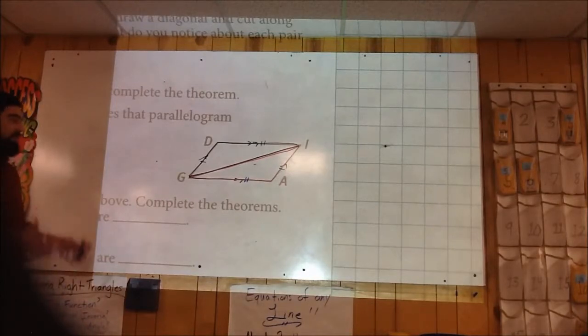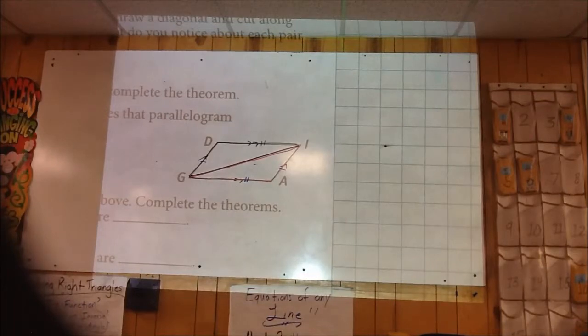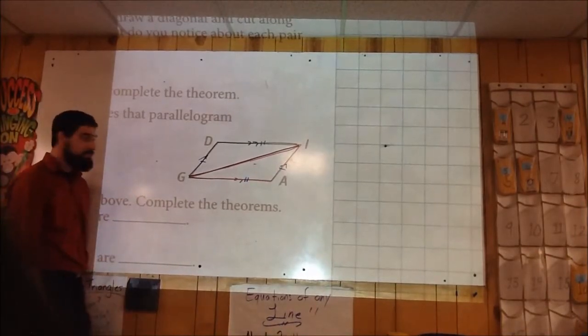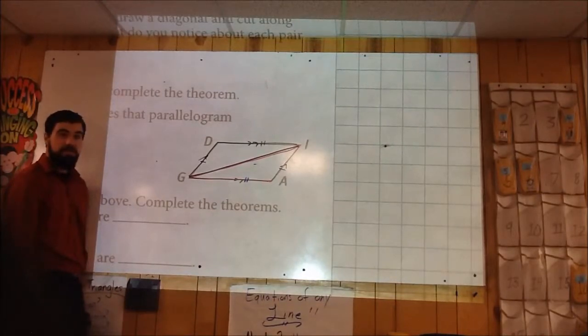So what have I just shown about parallelograms? The opposite sides not only are parallel, but they're also congruent. That will always, always work. This is one of the properties of parallelograms. So your opposite sides are congruent.